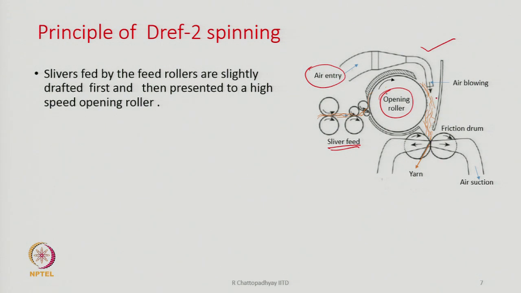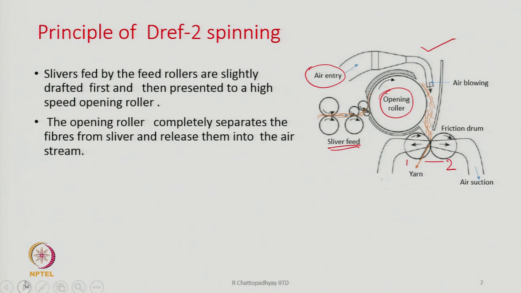And once the fibers are removed from the teeth, that means the opening roller surface is completely stripped off. The fibers are going to land on friction drums, which are here, drum 1 and drum 2. There are 2 drums on which they will land.